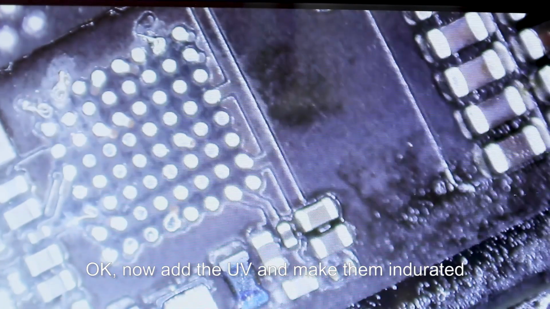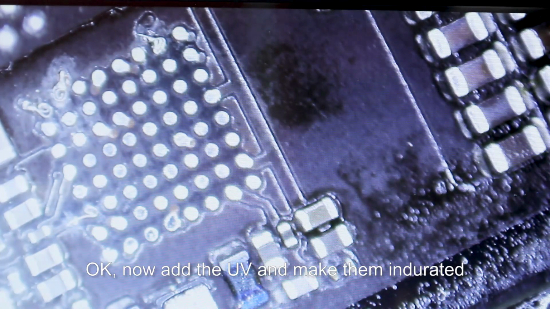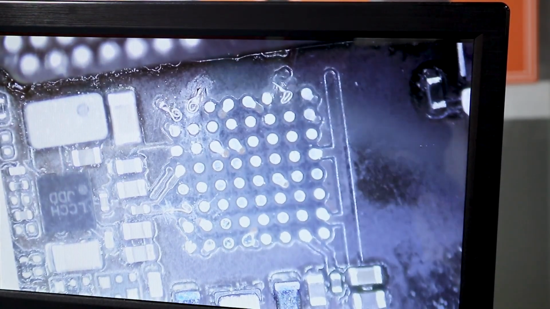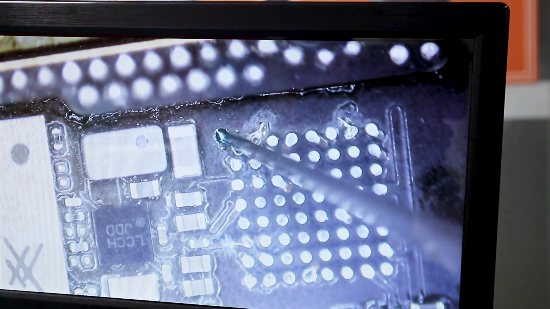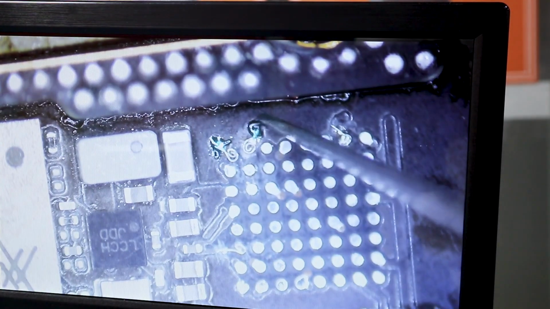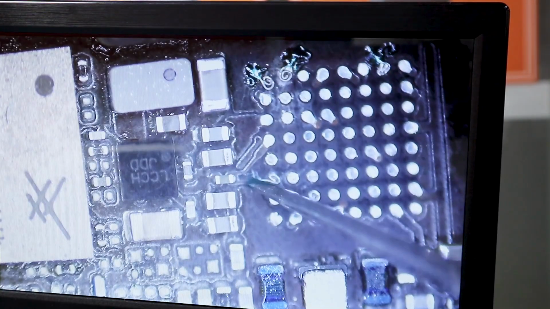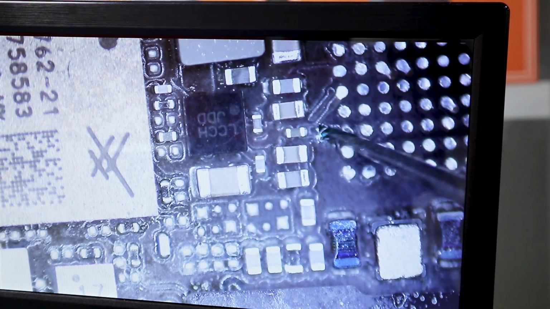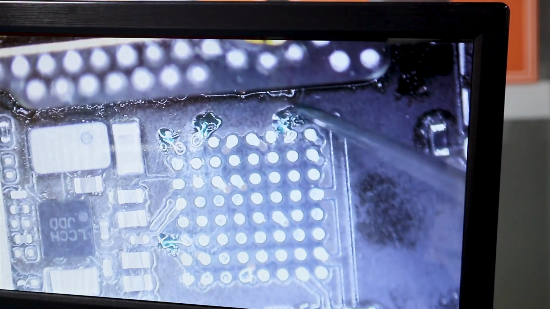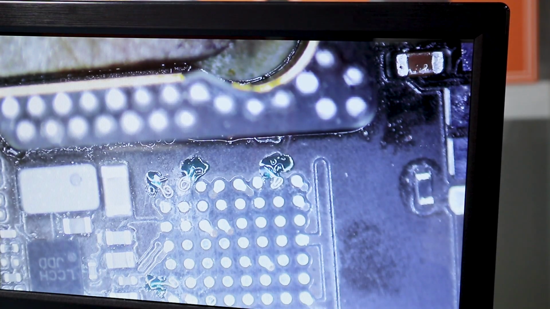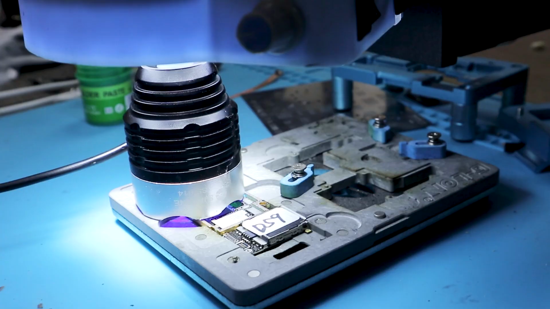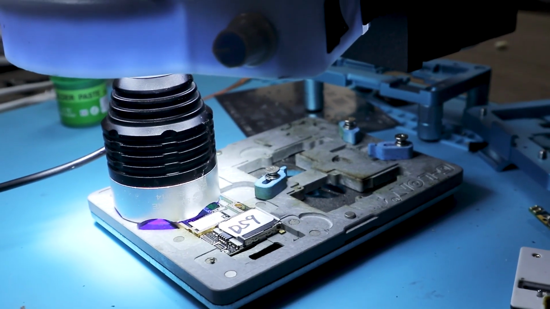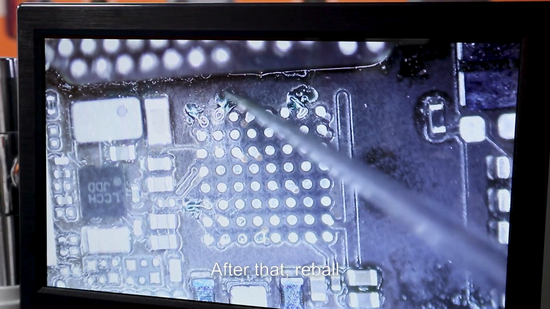Okay, now add the UV and make them interrelated. After that, reball.